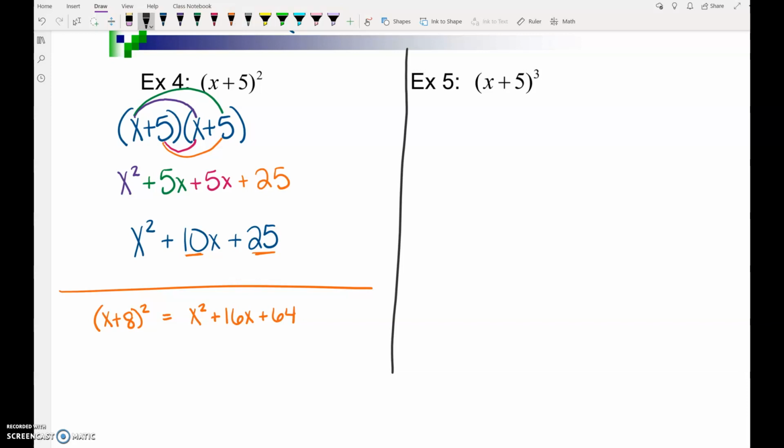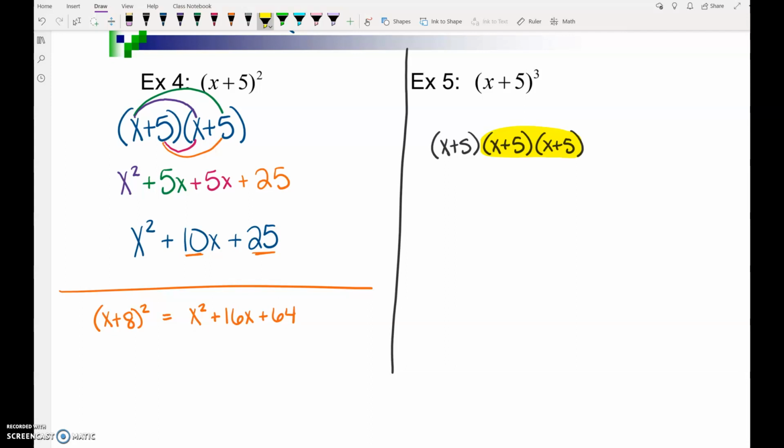Okay, in example 5, we have x plus 5 to the third. That means x plus 5 times x plus 5 times x plus 5. We have 3 of them. You have to do this in 2 separate steps. So our first step would be to take 2 of them. I like to use the second 2 and multiply x plus 5 times x plus 5 first.